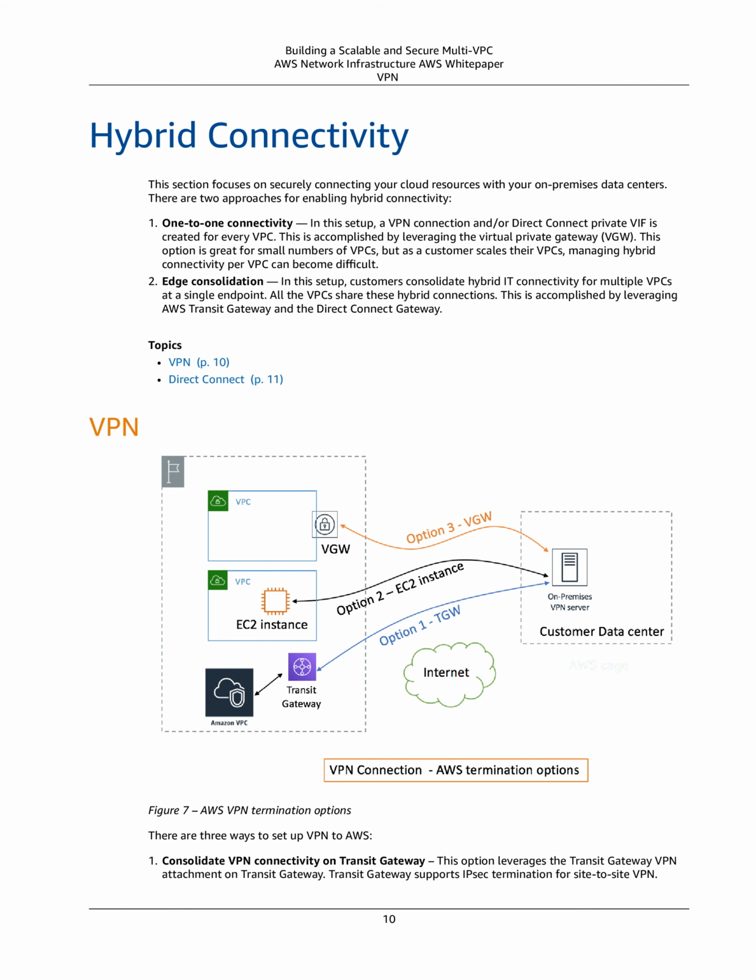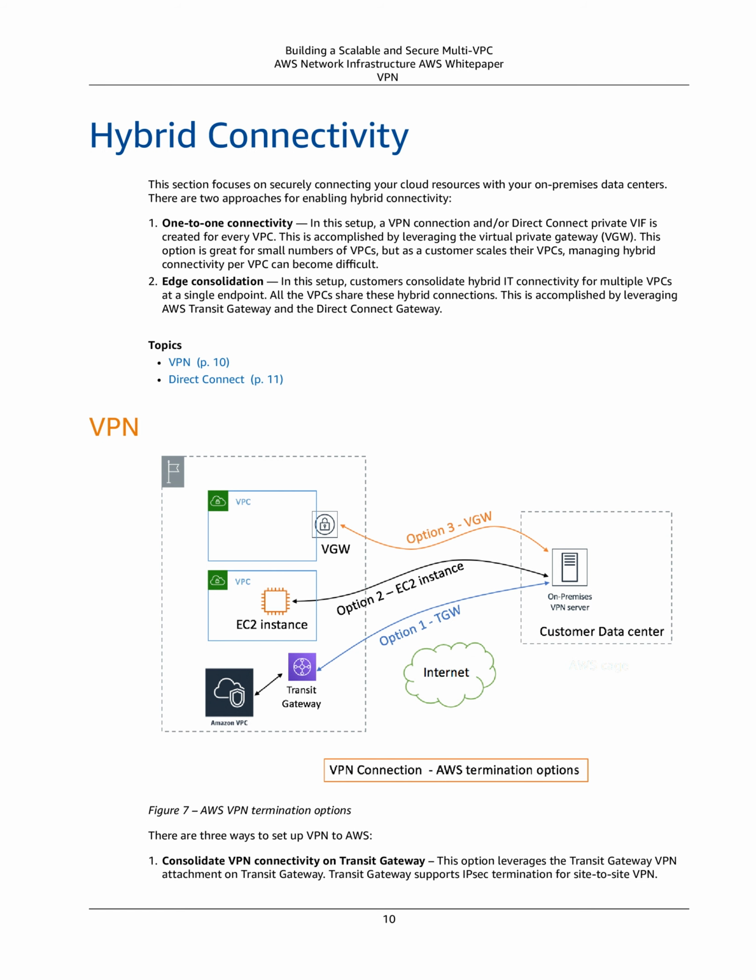This option is great for small numbers of VPCs, but as a customer scales their VPCs, managing hybrid connectivity per VPC can become difficult. 2. Edge consolidation. In this setup, customers consolidate hybrid IT connectivity for multiple VPCs at a single endpoint. All the VPCs share these hybrid connections. This is accomplished by leveraging AWS Transit Gateway and the Direct Connect Gateway.